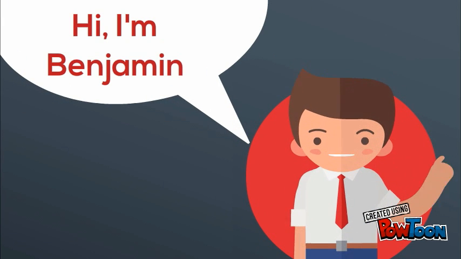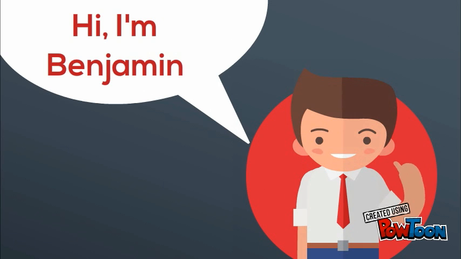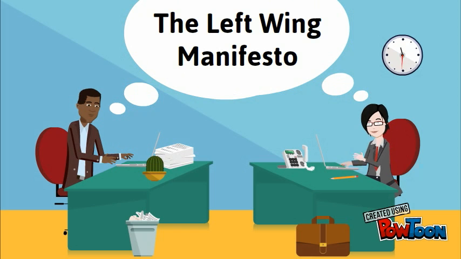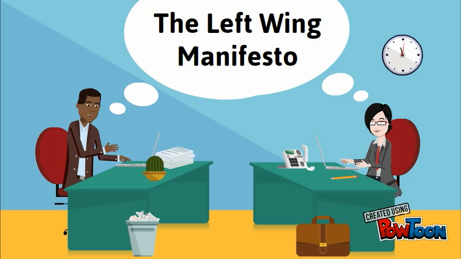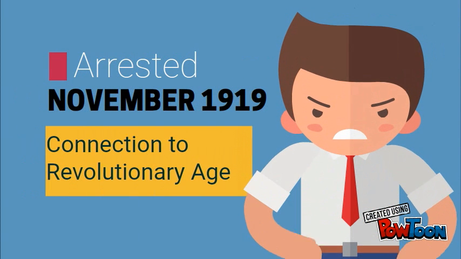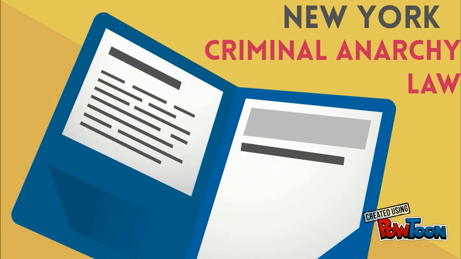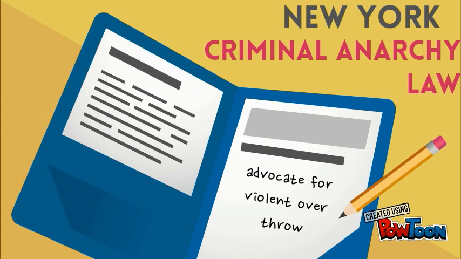Benjamin Gitlow was a member of the Communist Party and published The Revolutionary Age, a radical newspaper publication. The newspaper included The Left-Wing Manifesto, modeled after Karl Marx's Communist Manifesto. This publication advocated for the violent overthrow of the U.S. government. Gitlow was arrested in November 1919 for his connection to the Revolutionary Age. His encouragement for this violent overthrow of the government violated the New York Criminal Anarchy Law of 1902. Under this law, it is a crime to advocate for the violent overthrow of the government.